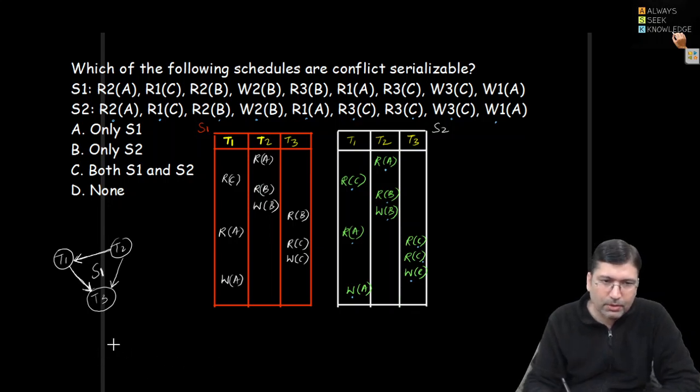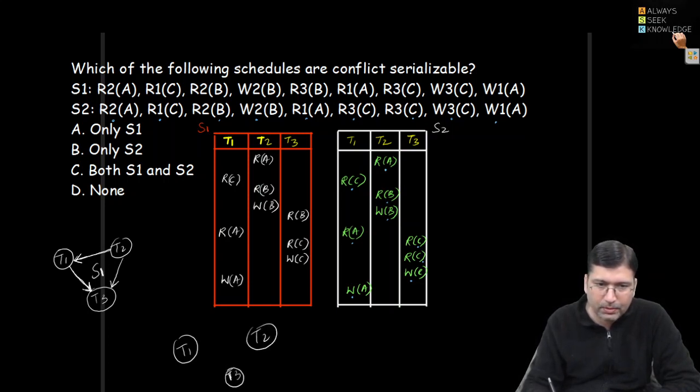Now if you draw again for S2, like T1, T2 and T3. So check it. This read A will be conflicted by write A. So write A is not here, write A is here. T2 to T1, there will be an arrow. Then this read C will be conflicted by write C. So T1 to T3, there will be an arrow like this.